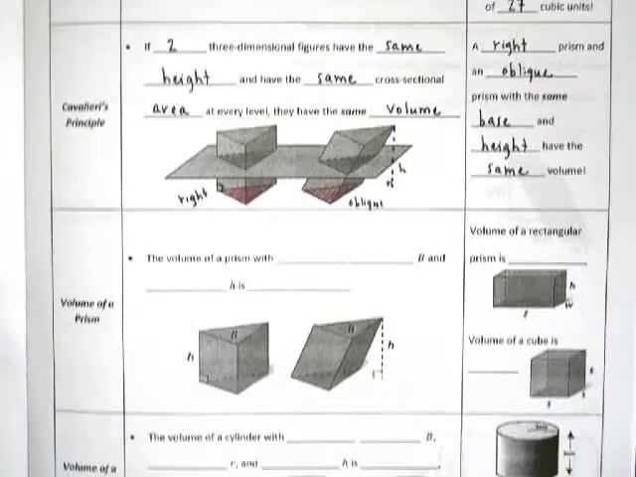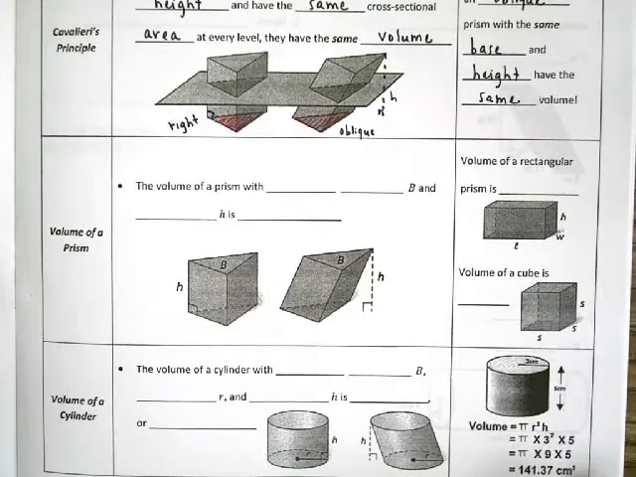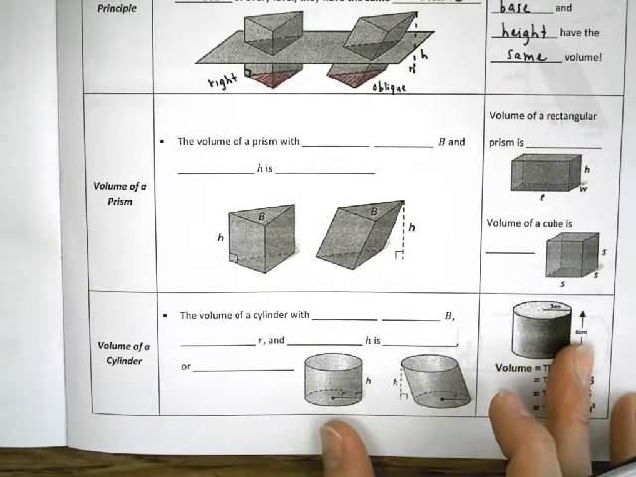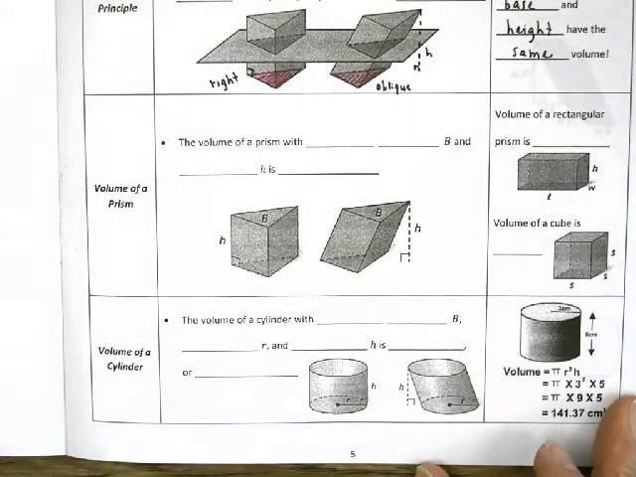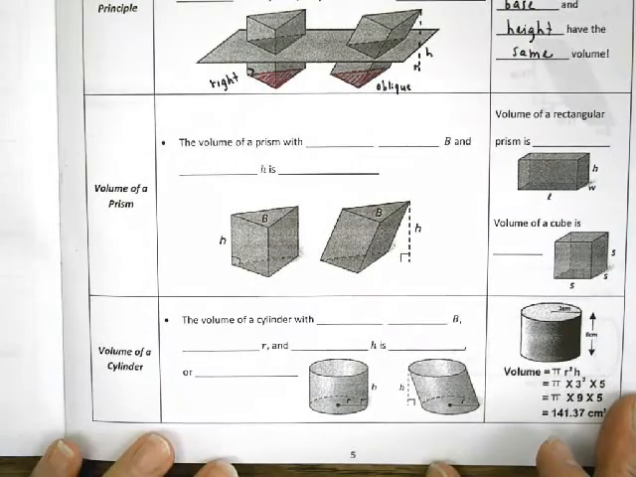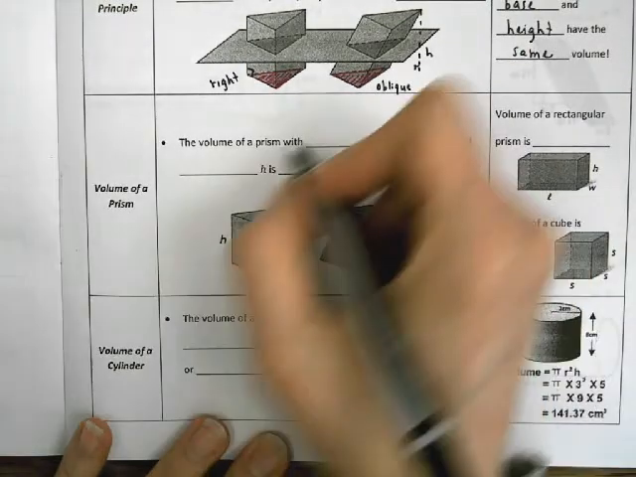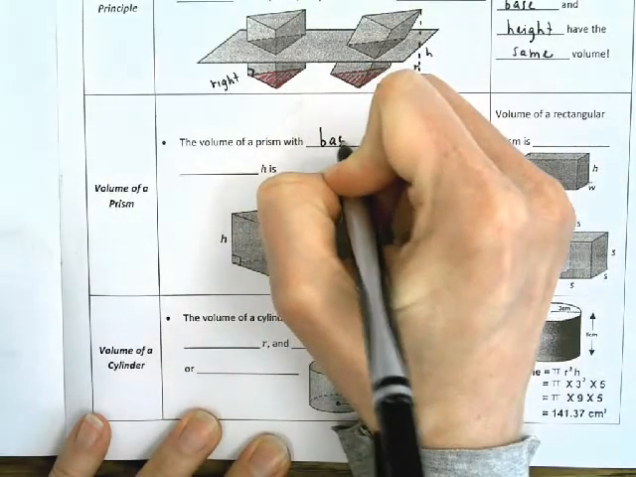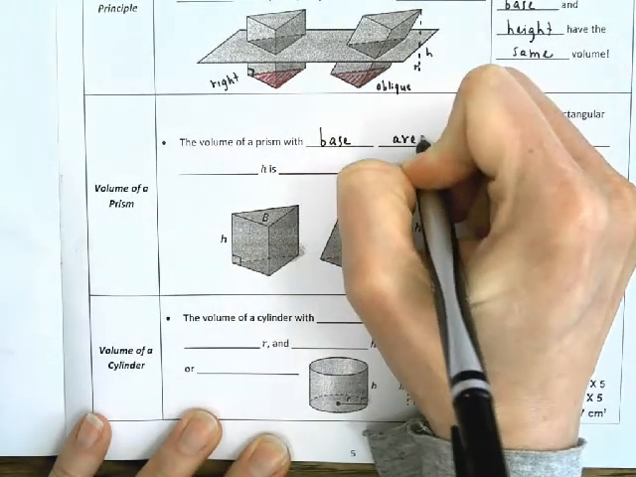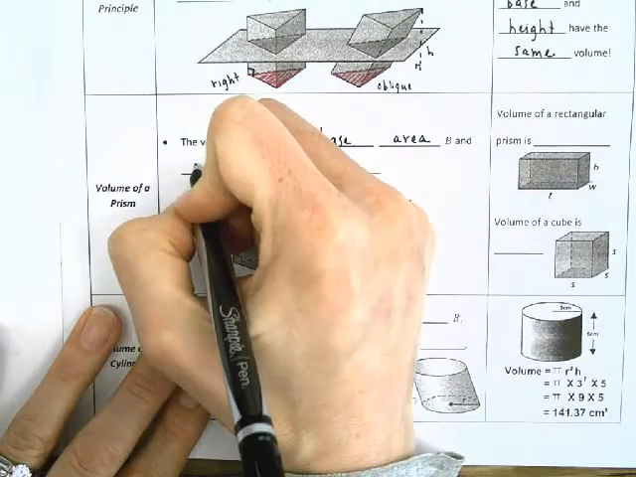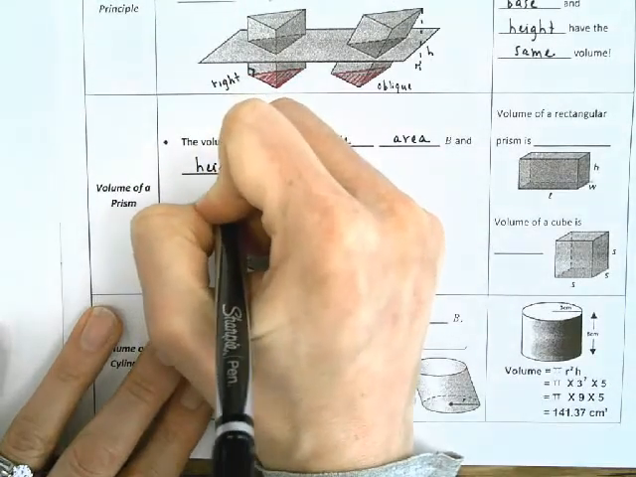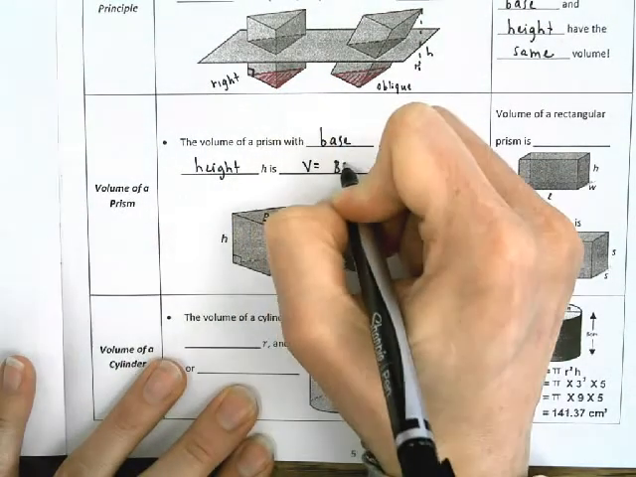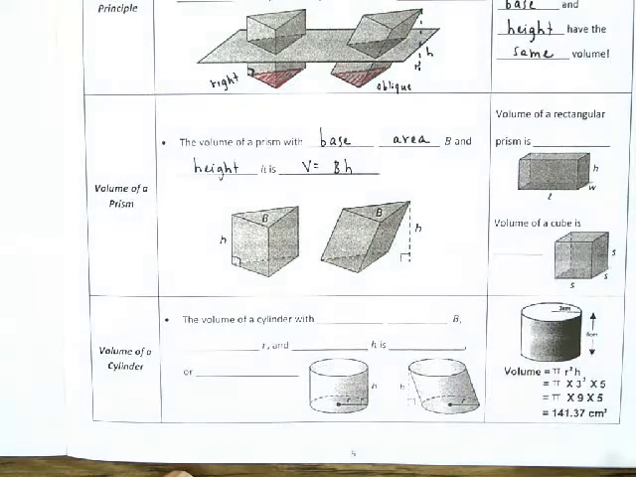Okay, so now we're going to talk about volume formulas for prisms and cylinders. When we're finding the volume of a prism, it says the volume of a prism with base area B, so the area of the base is B, and height H, is just volume equals B, the area of the base, times the height.